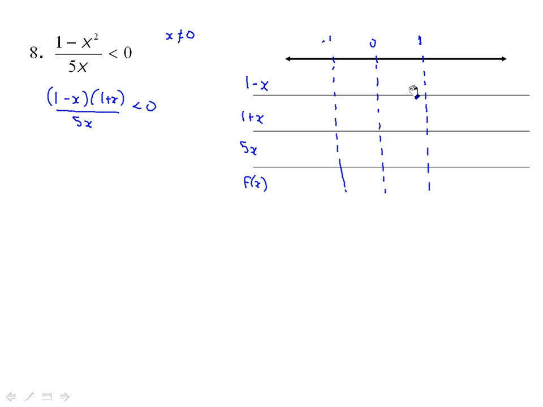So 1 minus x, if you picked an x value bigger than 1, you'll get negative to the right and positive to the left. For 1 plus x, pick an x value bigger than negative 1, it's positive, and then negative to the left. For 5x, pick an x value bigger than 0, and that's positive, and then negative to the left.